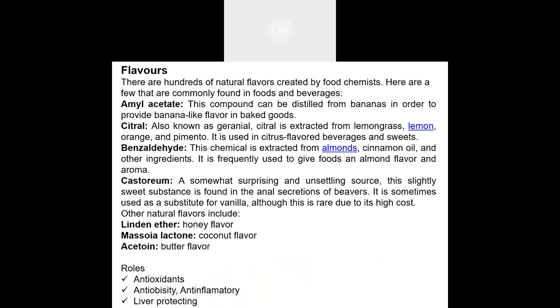As you know, the flavors are present in various food components. Amyl acetate and citral are present in citrus fruits, then amyl acetate is present in baked foods. Benzyl hydrate is present in almonds and cinnamon. These also lower down the antioxidant activity. This possesses antioxidant activity, lowers obesity, and is anti-inflammatory and protein protecting. These are some of the functions of the flavors.